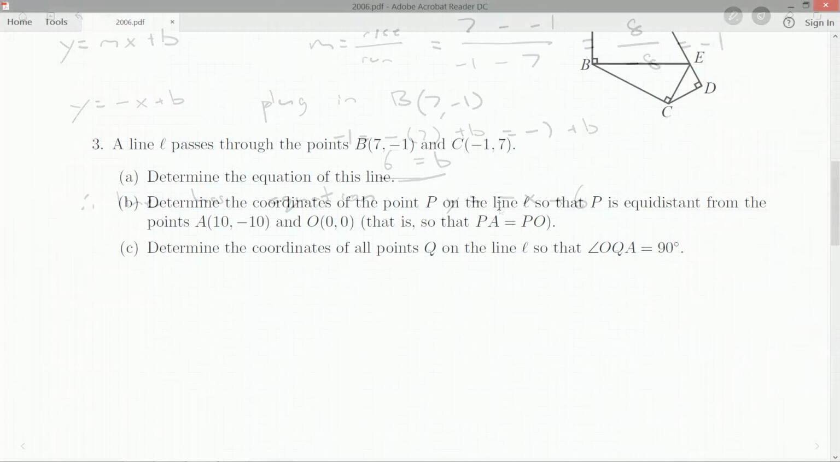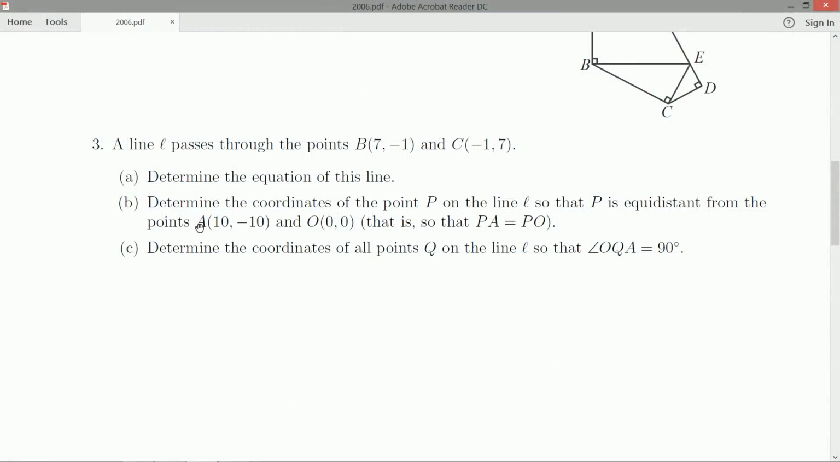Where are we going with this? Well, let's find out. Part B. Determine the coordinates of the point P on the line L, so that P is equidistant from the point A, which is (10, -10), odd choice, but okay, and the origin. In case we didn't know what equidistant means, it means equal distance from these points. So PA is equal to PO.